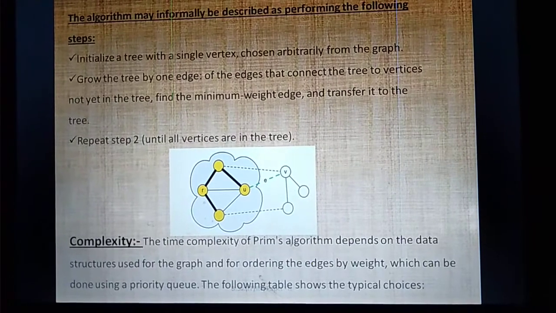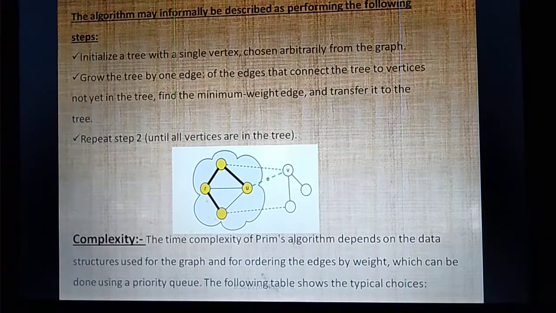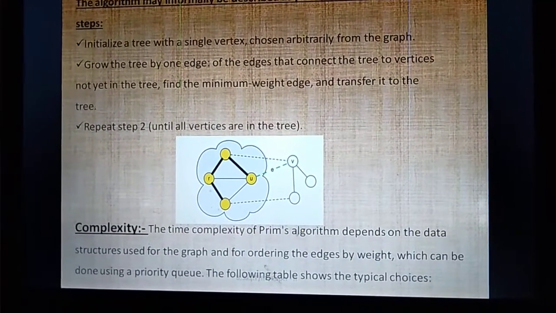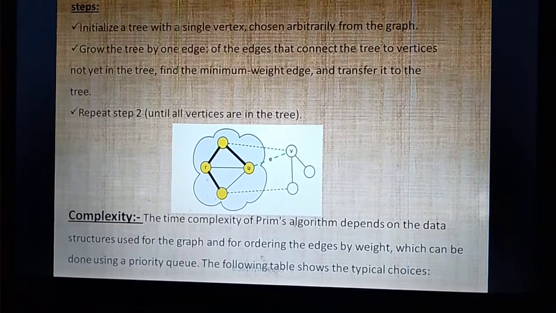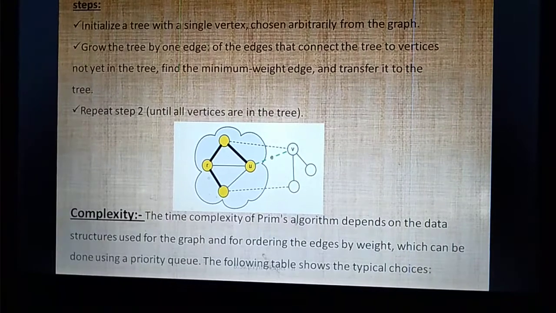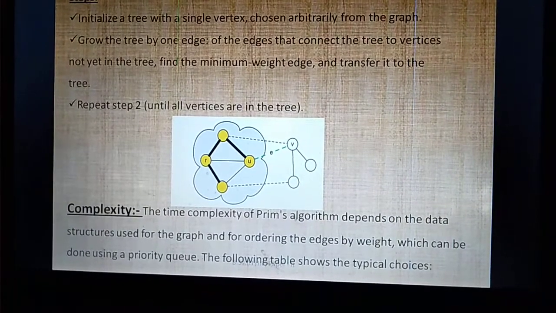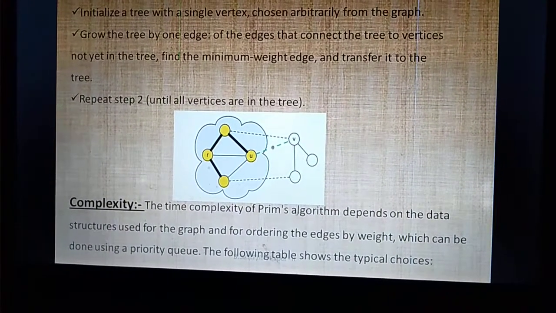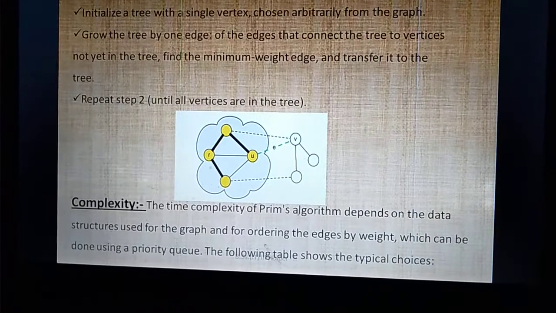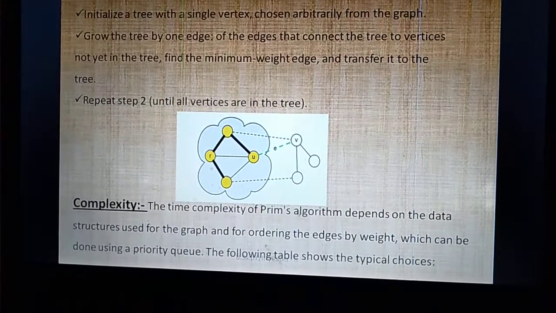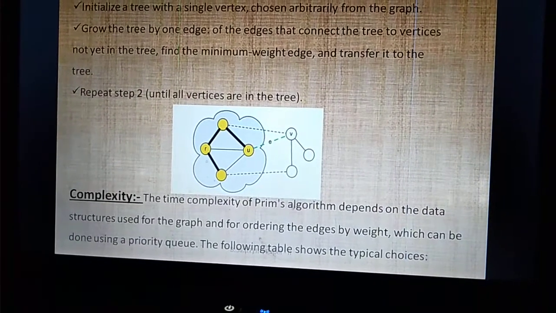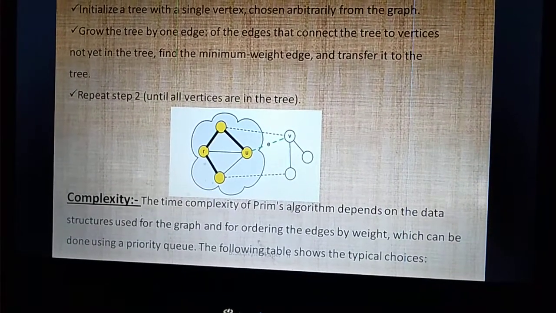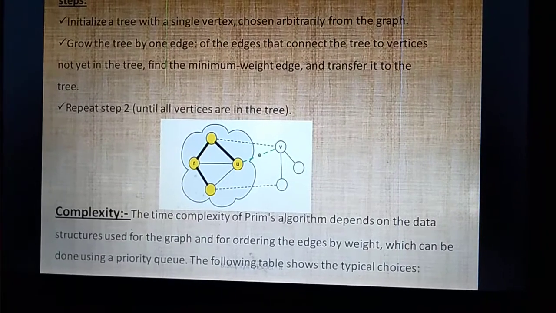When we talk about an algorithm, the complexity of the algorithm is the important thing. Now, what is the complexity of this algorithm? The time complexity of this algorithm is totally dependent on the data structure that is used for the graph and for ordering the edges by weight, which can be done using a priority queue.